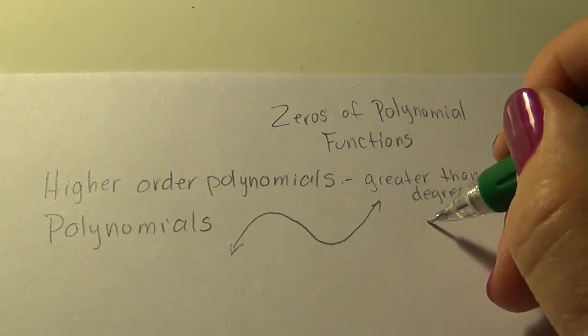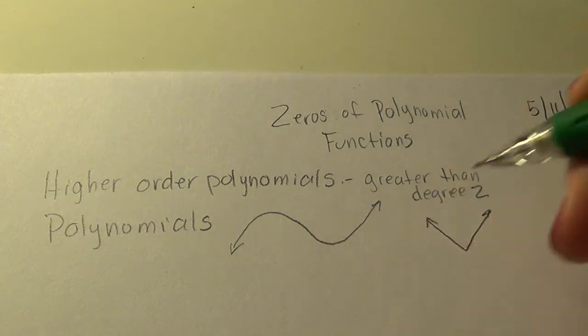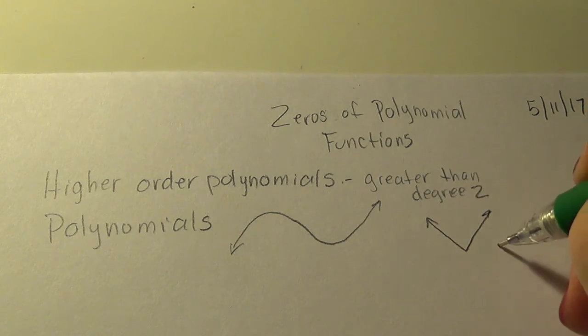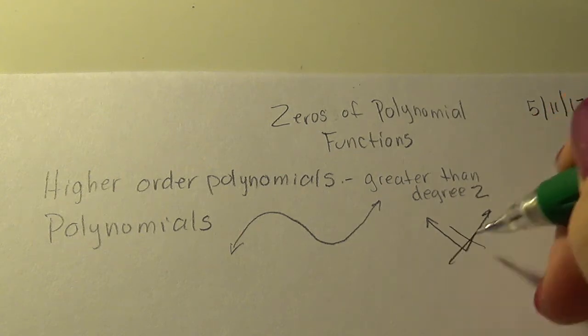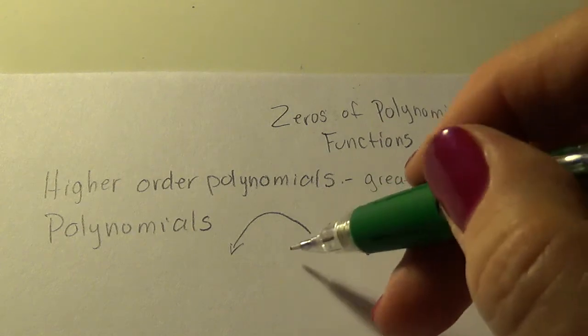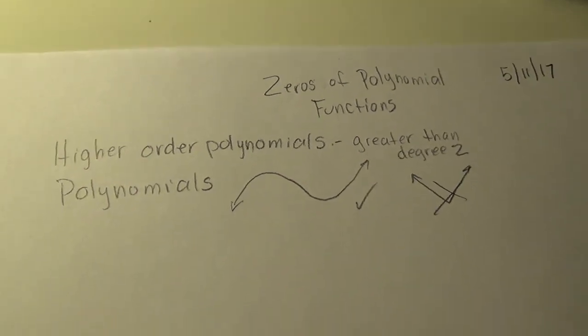For example, y equals the absolute value of x. That graph is not a polynomial. So this is no go. This is a polynomial. So we're expecting smooth curves, turns, no gaps and holes.